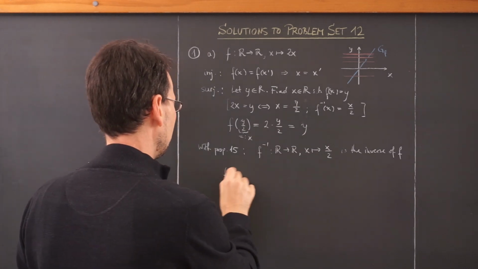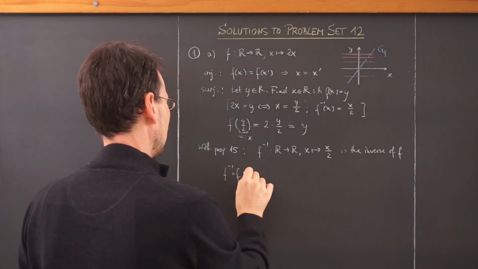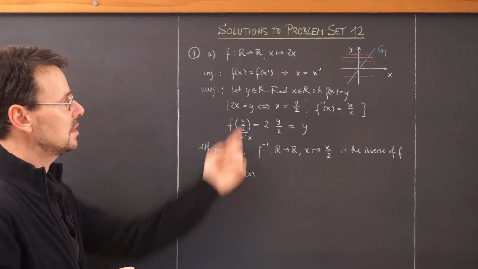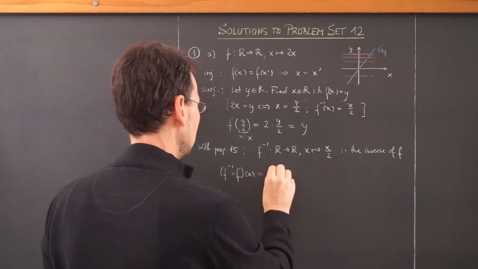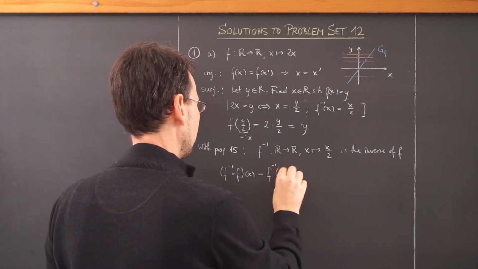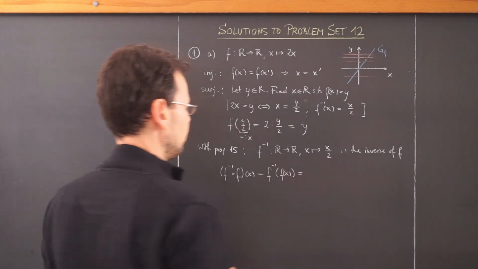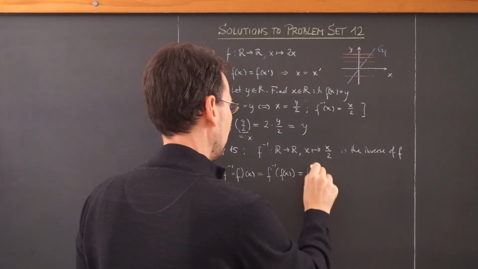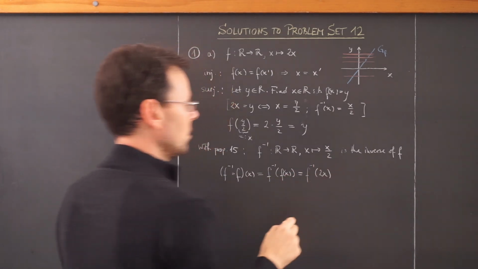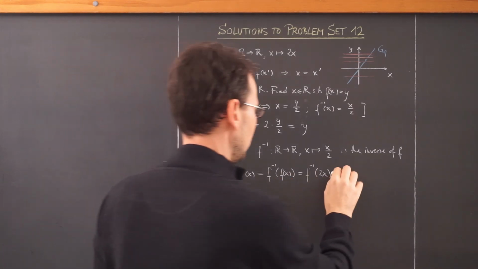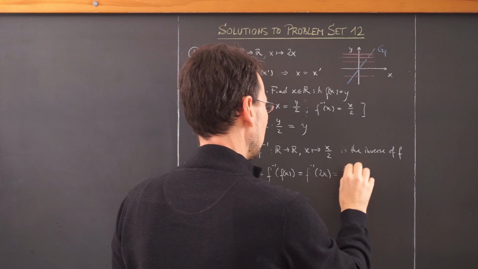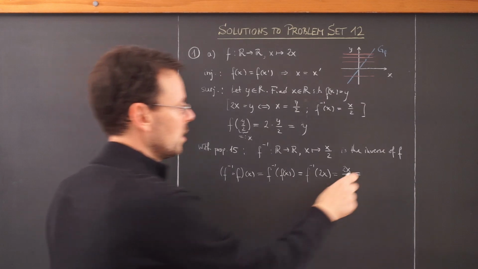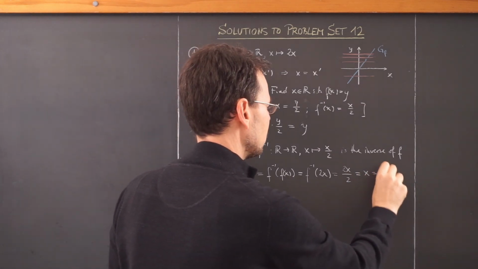Now to prove that, we have to prove that this composition is the identity of R. So let's do that. So this means by definition that, by definition of f, and now f inverse is the map that takes its argument and divides it by 2. So we end up with x.